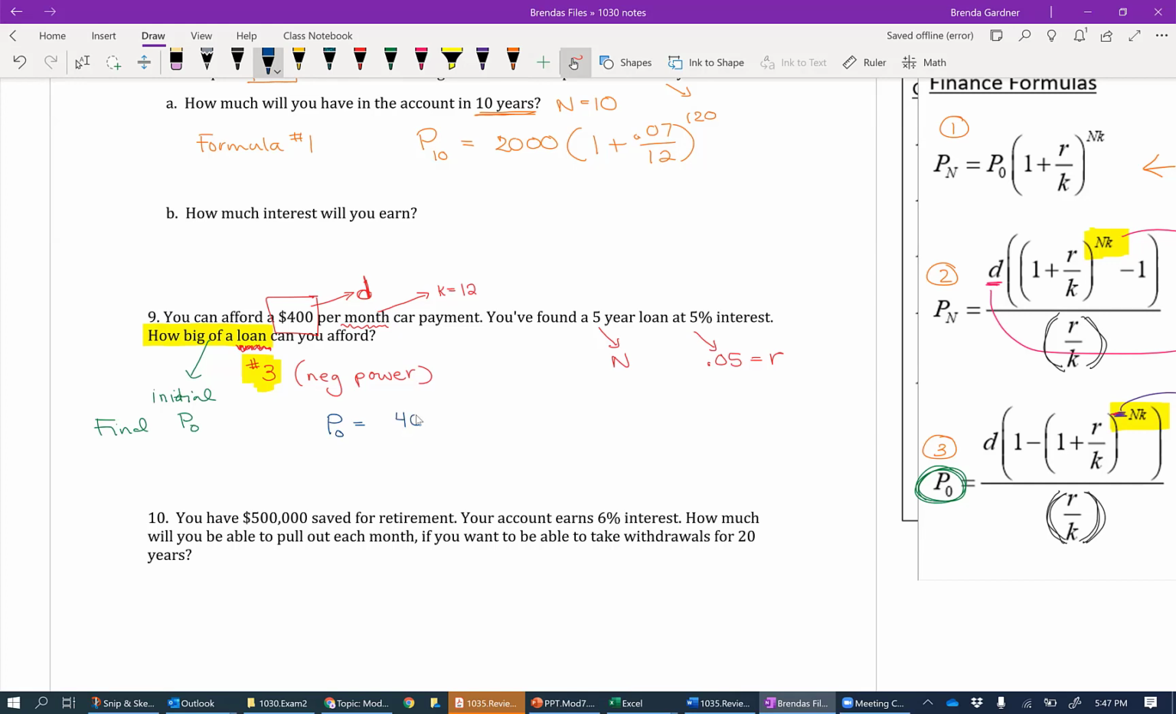I'll have 400 times 1 minus 1 plus 0.05 over 12 to the negative 5 times 12, all over, and then again, I put in 0.05 over 12 in parentheses. First thing that I would do is change that power to be a negative 60. So take my 5 times 12.